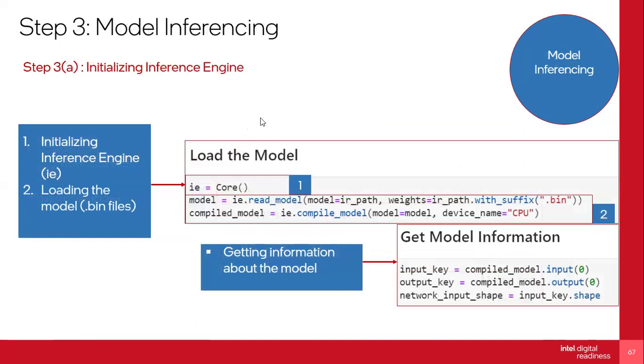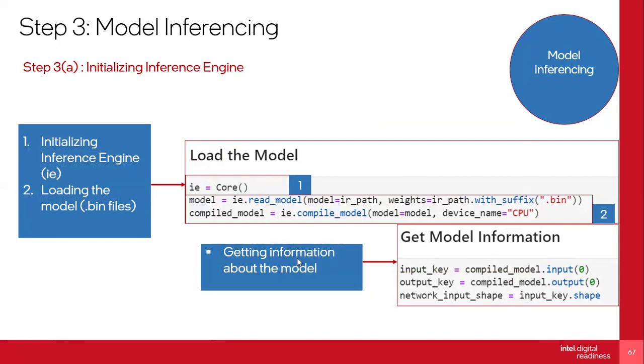Same way. Then later we have to initialize the inference engine, the third step. So IE, the inference engine, is equal to core. Model is equal to IE dot read model, model IR path, weights with suffix bin, the bin file. And compiled model, again CPU, device name is equal to CPU.